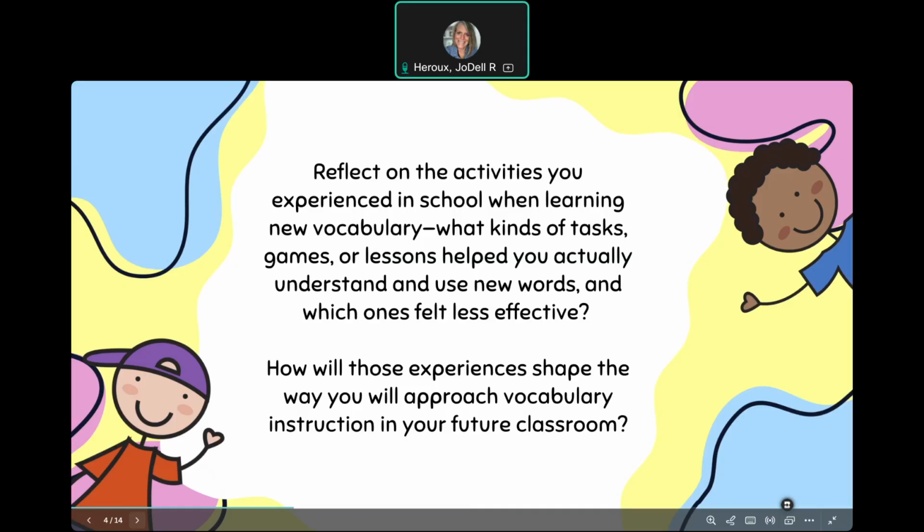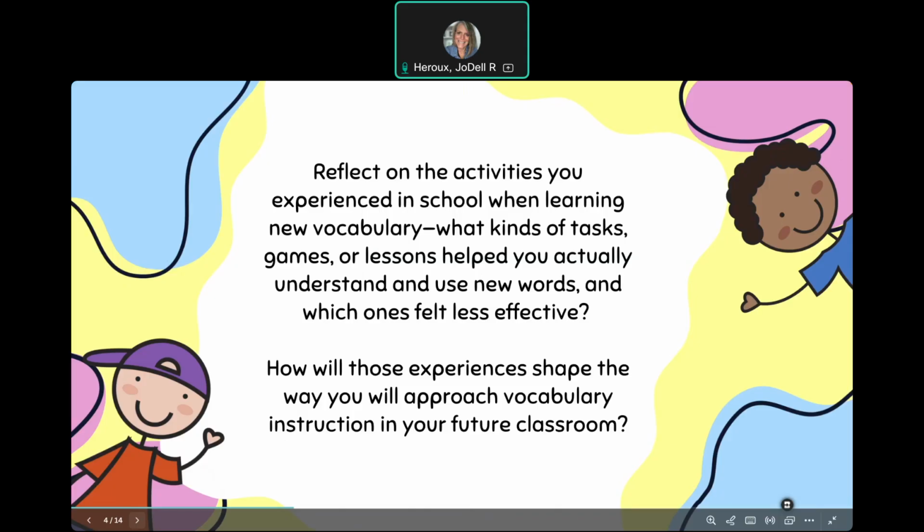So one of the things that this makes me think about in my time in PK6 education, when I think about the activities that help me learn vocabulary, or more importantly, the ones that felt less effective, it was the ones where we just looked them up in a dictionary. So we had the words that were in bold in our textbook, and we either used a glossary or a dictionary, and we just looked them up. And we wrote the definitions.